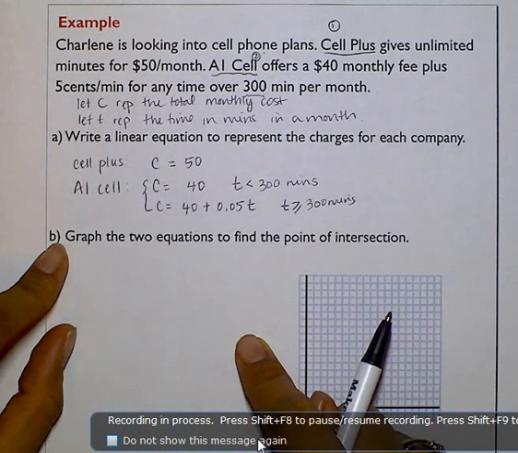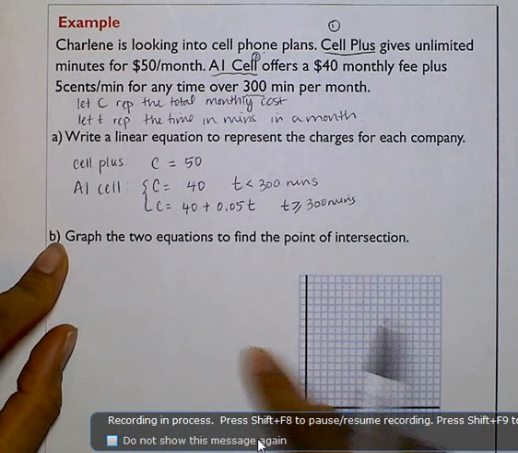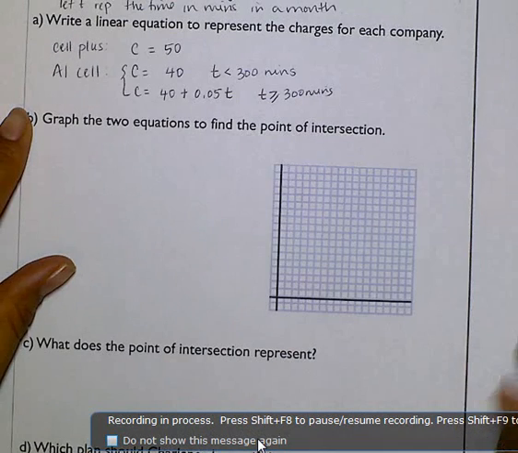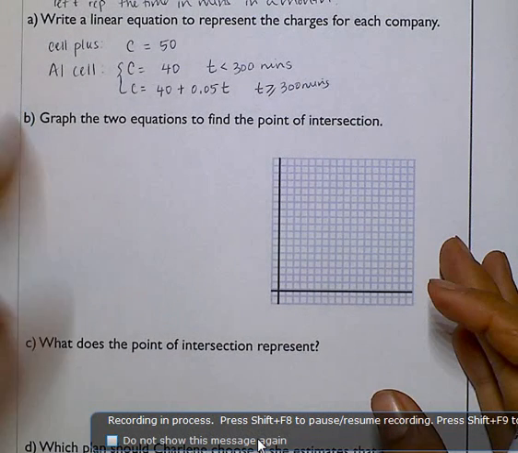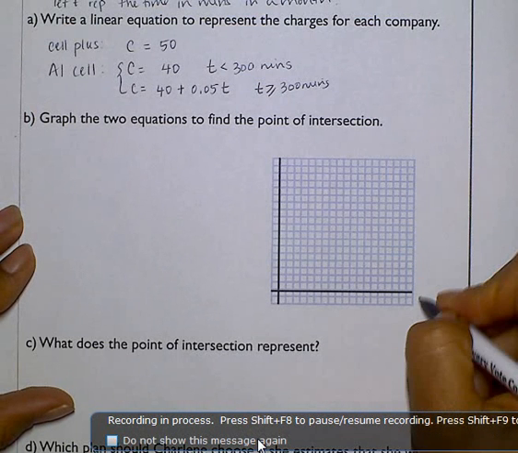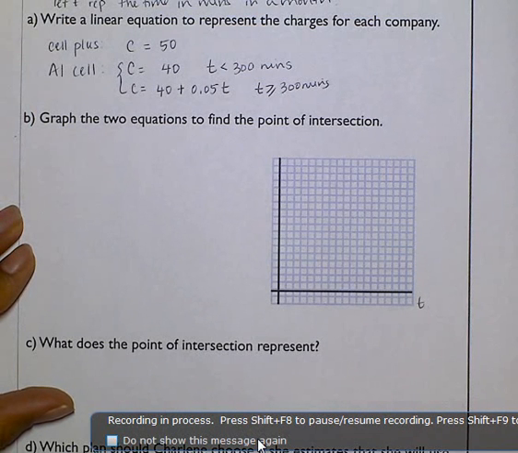So I'm going to start off with 0 here. I'm going to do increments of 100: 200, 300, 400, 500, 600, and 700. I think I'll stop right there, and I'll continue if I need to.